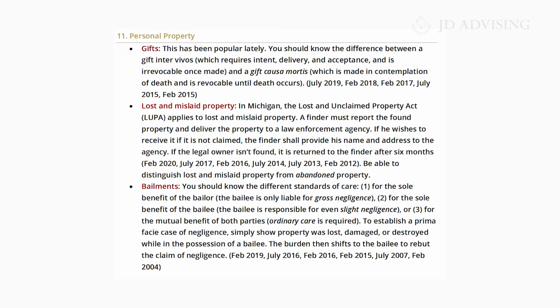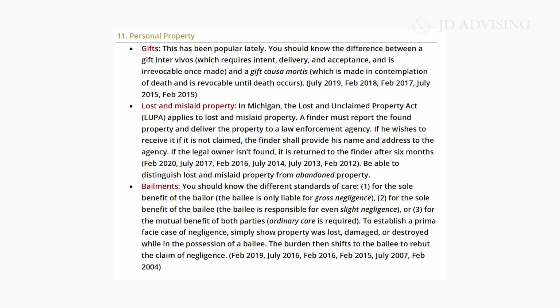Anyone can claim it. And then lastly, for bailments, you should know the different standards of care that apply to different bailments. So a bailment for the sole benefit of the bailor, bailment for the sole benefit of the bailee, or for the mutual benefit of both parties. In fact, you should be able to recite these 3 standards of care anytime you see a bailments issue tested. Because this is one of the favorite things to test, and they will expect to see all 3 standards of care in most cases.